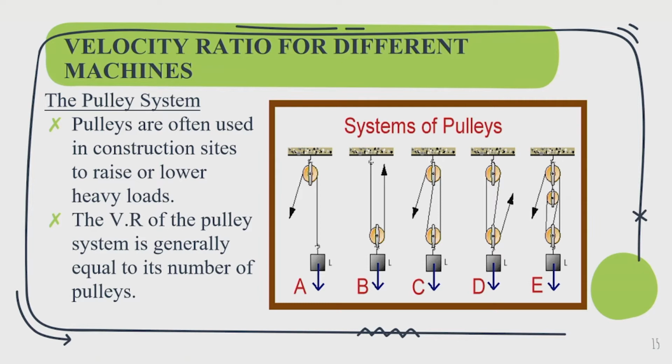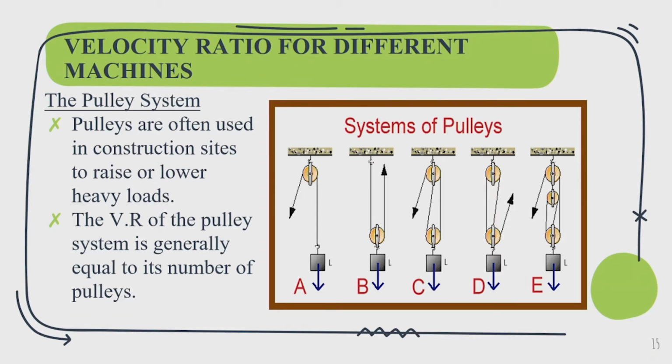If you look at the diagrams on the screen, you are going to see that for system A, we have just one pulley. So the velocity ratio for system A will be what? Will be 1. So the number of pulleys gives us information about the velocity ratio. And for system B, we also have one pulley. That means the velocity ratio will also be 1. For system C, we have 2 pulleys, right? So velocity ratio is going to be 2. And also for system D, while system E that has 3 pulleys is going to have 3 as its velocity ratio.